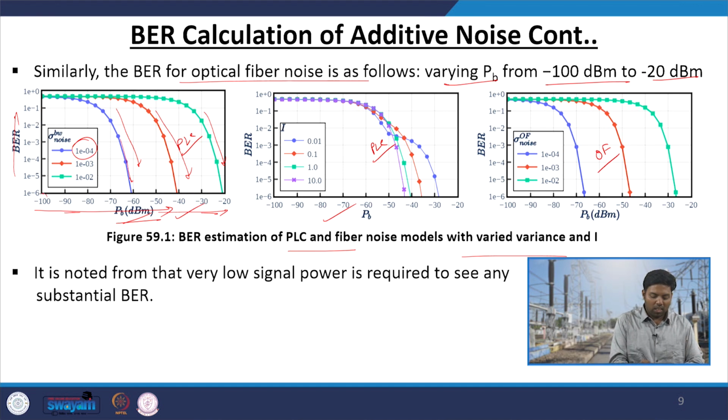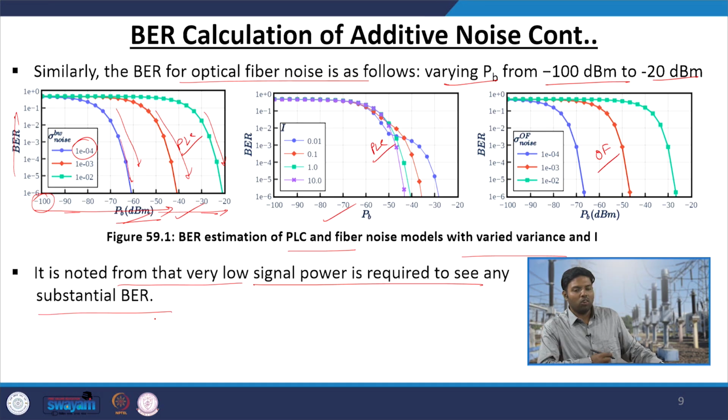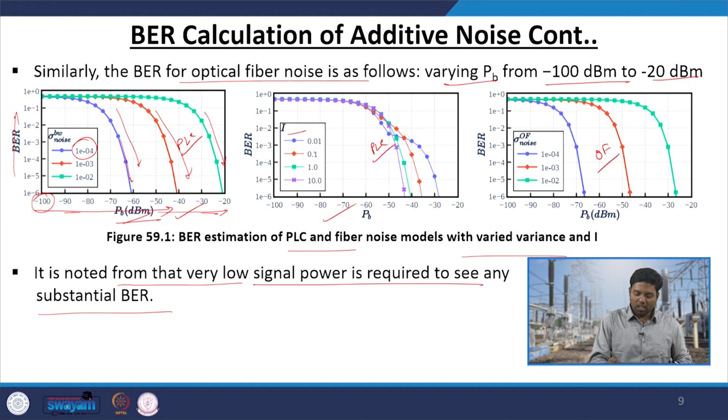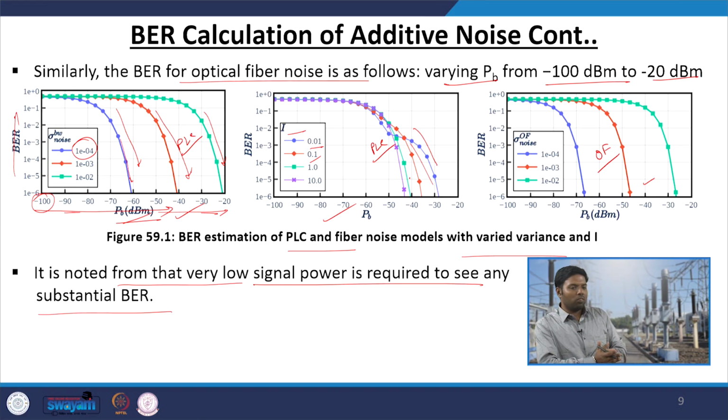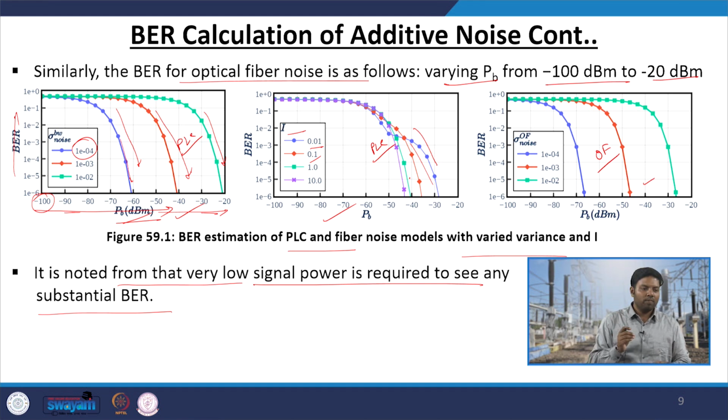But if your signal strength is very small, for a very low power signal you can see a substantial increase in the noise level or the bit error rate probability. That is the case even if you add the impulse; this is only for the background noise. If you add the impulse, you can see the same effect, and also for optical fiber. If the signal is not that strong, then even a very minimal amount of noise can create a very high bit error rate probability.